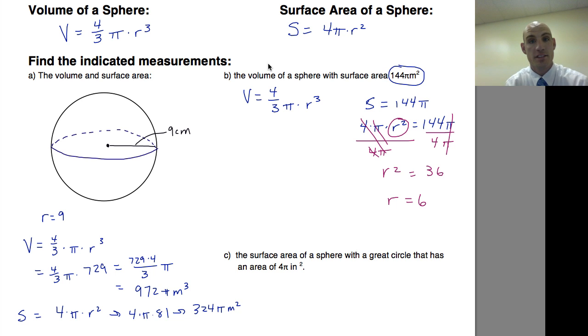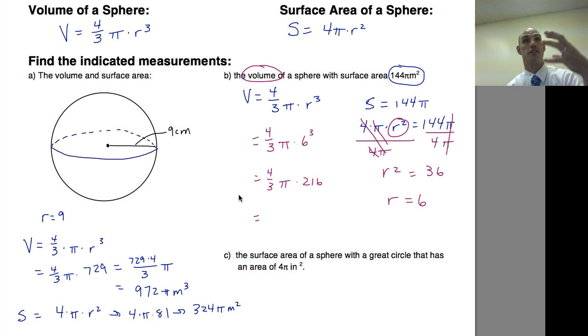Now, not done yet because I really want the volume, and I found the radius. So now I can plug it into my volume formula. 4/3 pi times 6 cubed. Well, I don't know about you. I don't really know what 6 cubed is in my head, so I'm going to go 6 to the 3rd power, and that's 4/3 pi times 216. And I can do something like this, rearrange it, because multiplication is commutative, meaning the order doesn't necessarily matter for the problem. So 4 times 216 over 3 times pi.